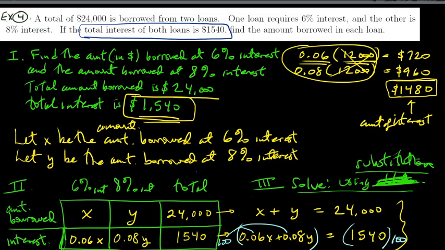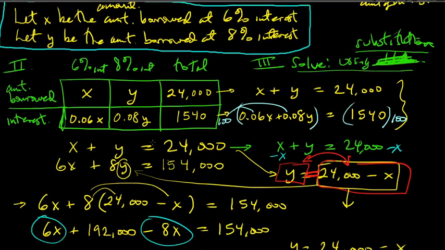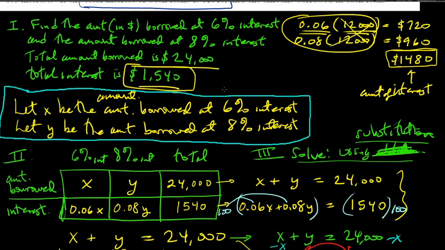Step 1, declare your variables. If you don't declare your variables, if you don't tell me which one is x, which one is y, that's going to be confusing for me, and you're going to lose points for that. So be very careful. Make sure you're very clear which one is x, which one is y. Okay? So you have to declare your variables.